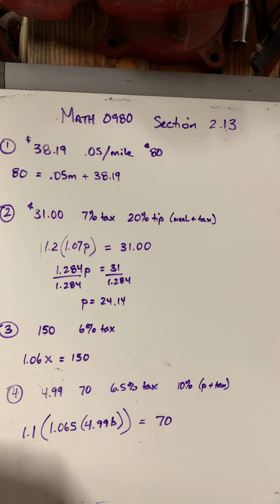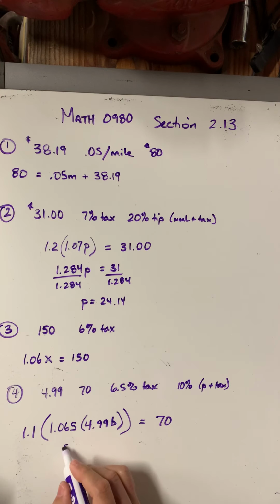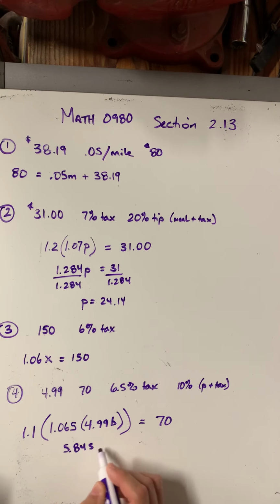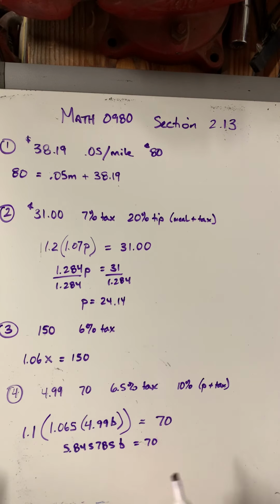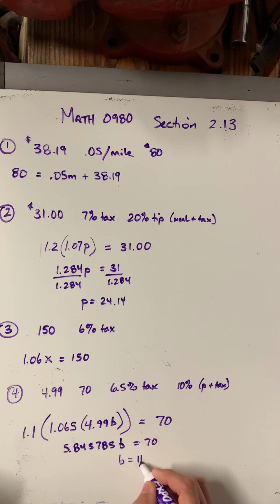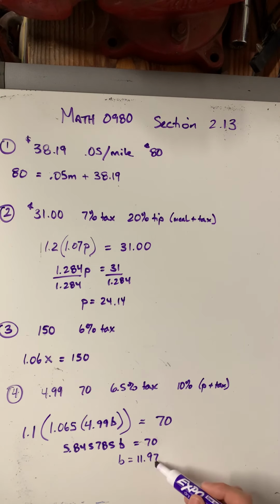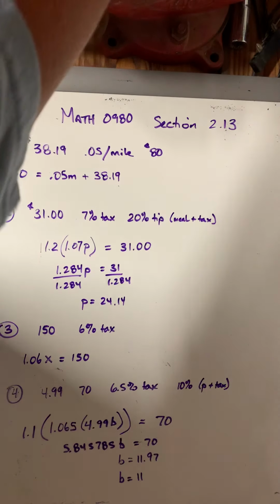And you get 5.84575B equals 70. Divide both sides by that decimal number. So 70 divided by that gives me 11.97 books. But here's the thing, there's no such thing as a 0.97 book. I don't have enough money to jump to 12 books, so I'm limited at 11 books, and that would be the answer.